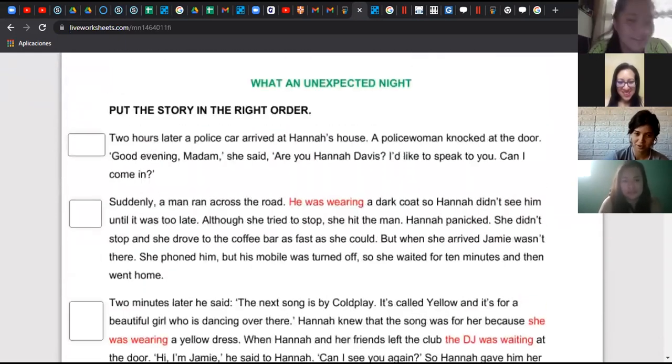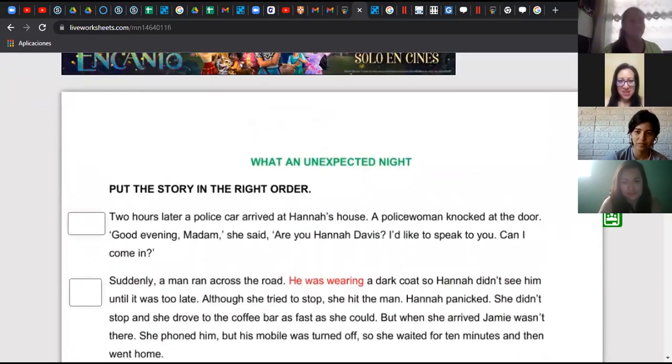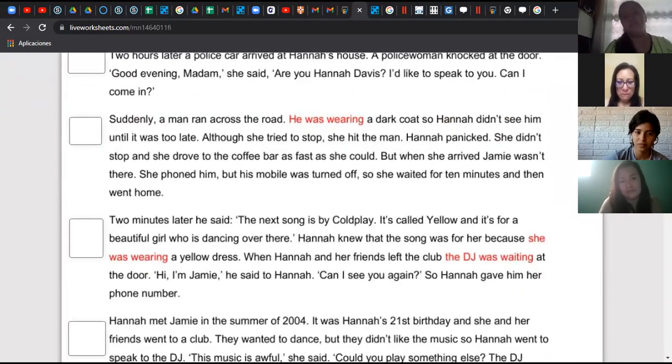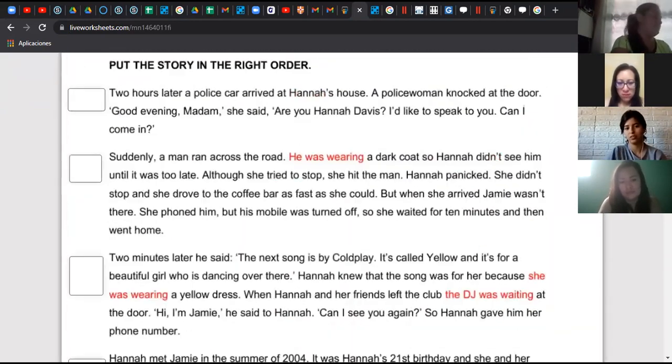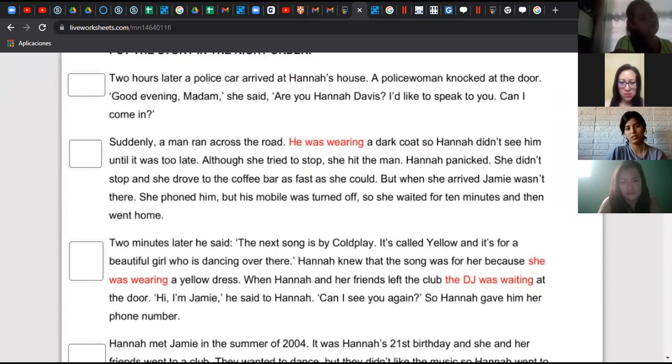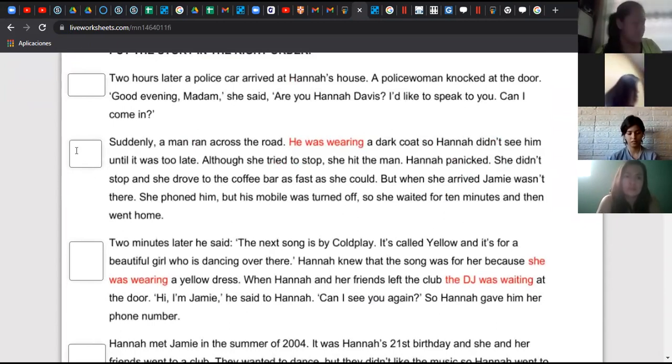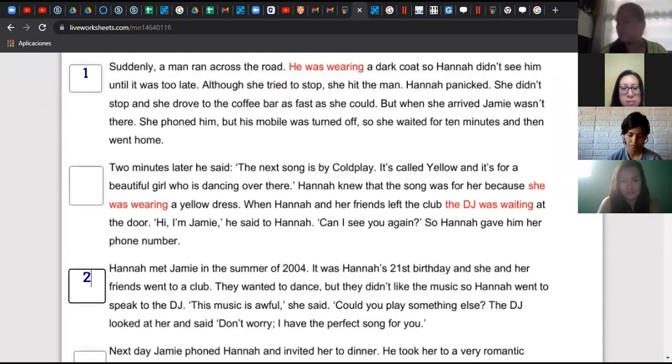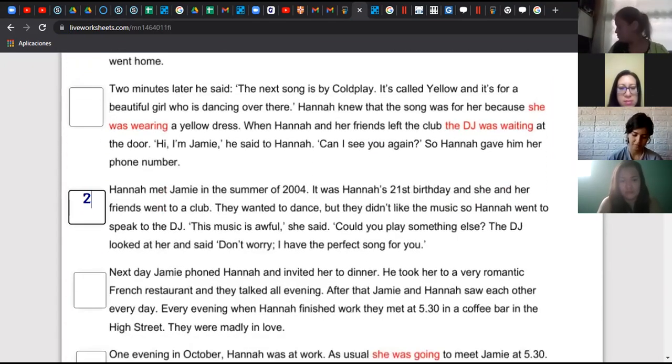Okay, we're gonna read about this story. This is a story that is not in order. So what you have to do is read the story and number it, which is number 1, which is number 2, okay? That's what you have to do. And then you have to type the numbers here. For example, teacher, this is number 1. The following part is number 2, and like that. Okay. I will send you the link.